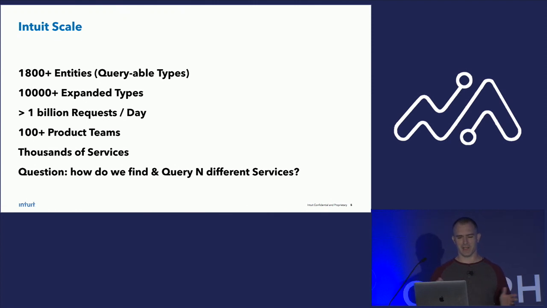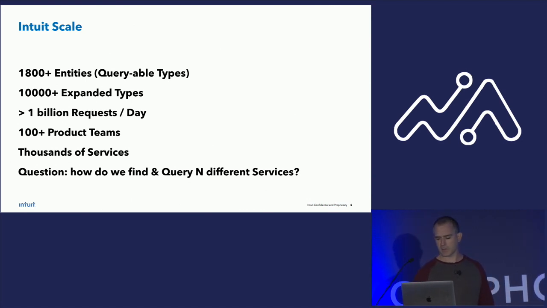So we have 1,800 addressable entities. We have 10,000 expanded types, along with the connections and edges and things like that. We have over 1 billion requests per day, 100 product teams, 1,000 different services. So we get into this problem of, well, I want to build some great new product, and we have tons and tons of services that do great things. How do I actually tie them all together in a sane way, right? And that's where GraphQL enters the picture.